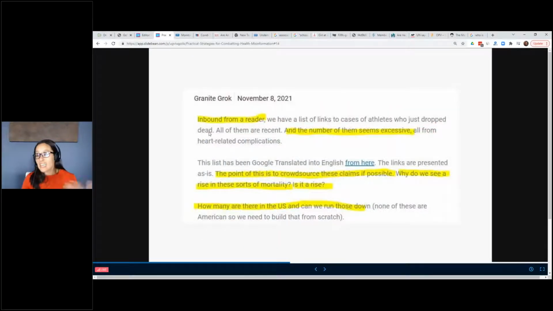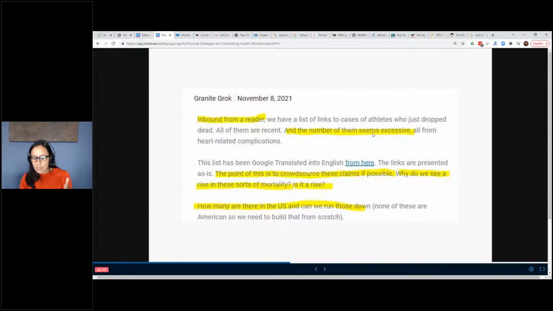So questions and hypotheses. One of our red flags, if you remember, was lists of questions or hypotheses. So this one says, inbound from a reader, so their source is a reader. They have a list of links, okay, of cases of athletes who just dropped dead. All of them are recent, and the number of them seems excessive. Now, that's a hypothesis. It doesn't actually say if it is excessive.